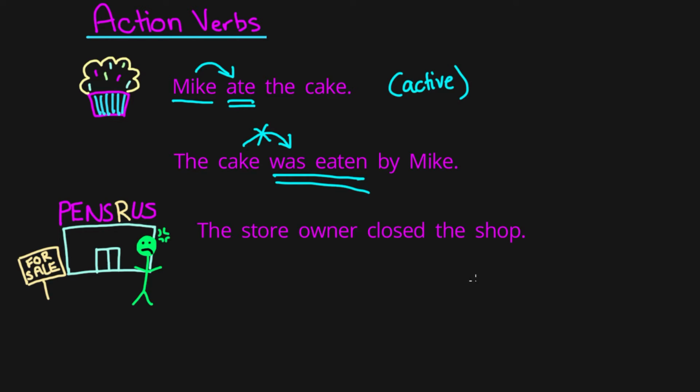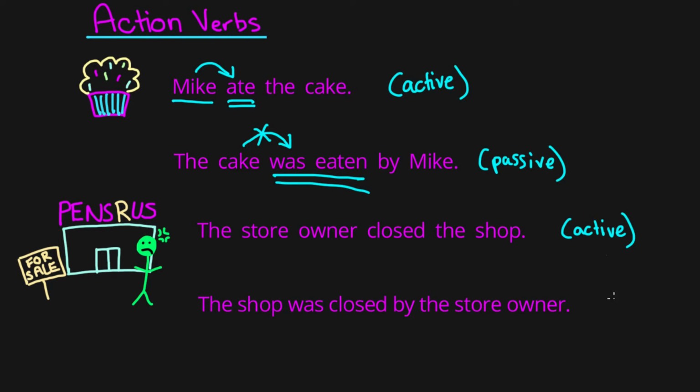God bless the pen salesman. So the store owner here closed the shop. He's the one doing the closing of the shop. The store owner is our subject, and closed, being our verb, is being performed by the store owner. Now, when we write this in the passive voice, the shop was closed by the store owner, you notice again that the subject is receiving the action of the verb, not performing it. Perfect. Now back to our action verbs.